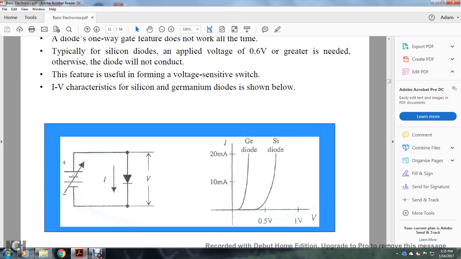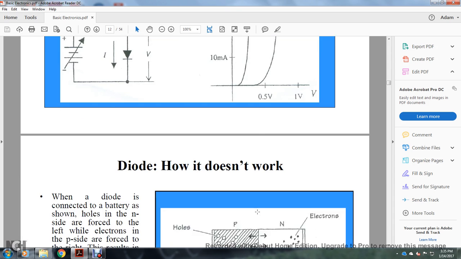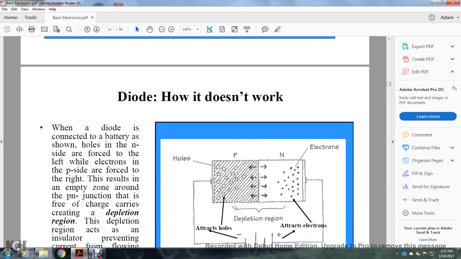Alright, this shows the battery voltage in the way of the diode, the germanium diode and the silicon diode, at 20 milliamperes. They're between 0.5 and 1 volt.